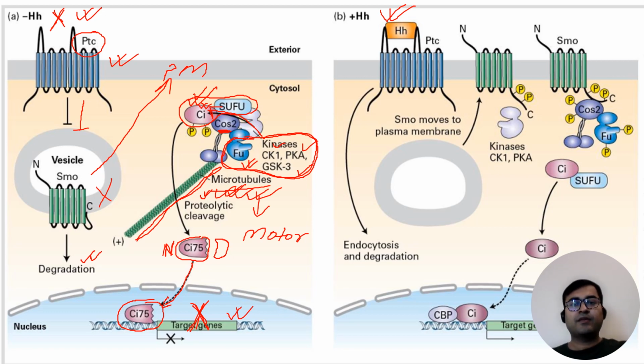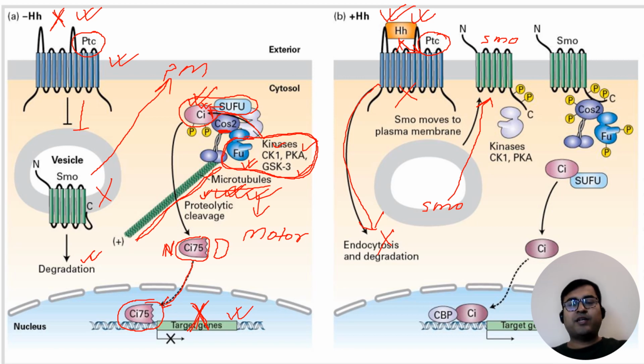Now in the right panel of this diagram, when there is the presence of Hedgehog, the ligand binds to the PTC receptor, and this PTC receptor is endocytosed and degraded. Now since there is no PTC molecule, this SMO protein is free to move to the plasma membrane. Now this SMO is getting expressed on the plasma membrane.